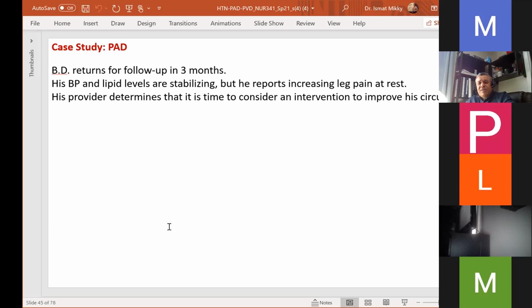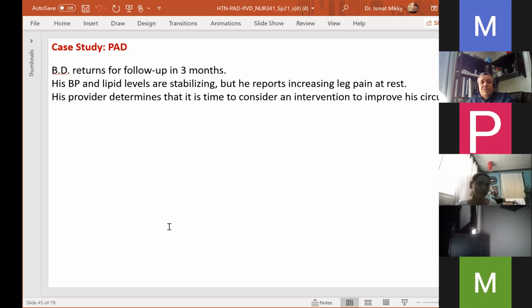And then the provider determines that it is time to consider the intervention to improve perfusion or circulation to the lower extremity. Now, we have covered the medications to be included to increase perfusion and decrease the claudication. So, what are other options for this patient at this point? The patient has already taken 4 medications, including Trental, aspirin, Plavix.